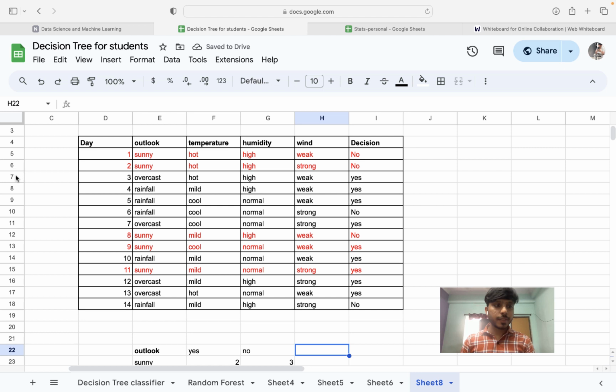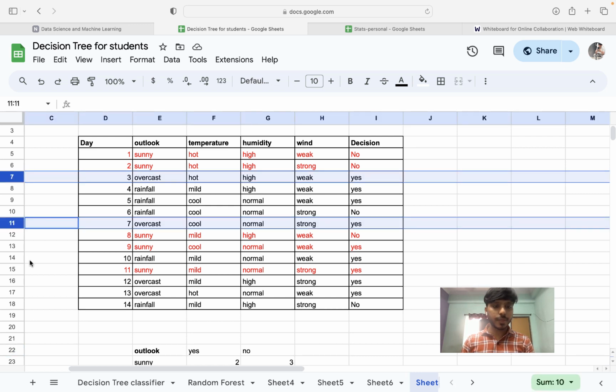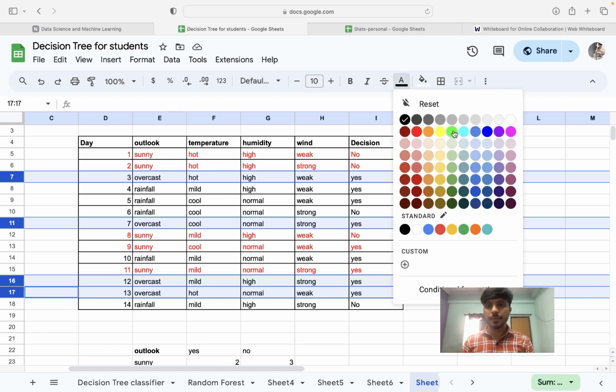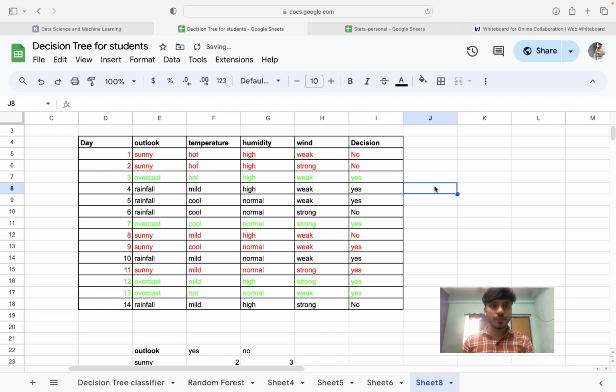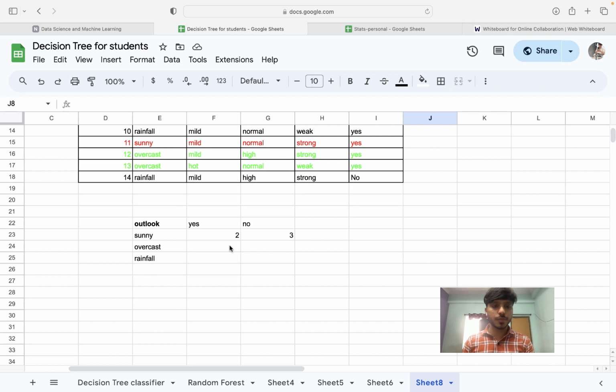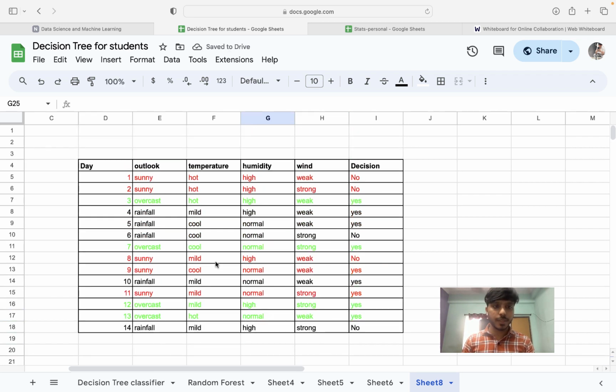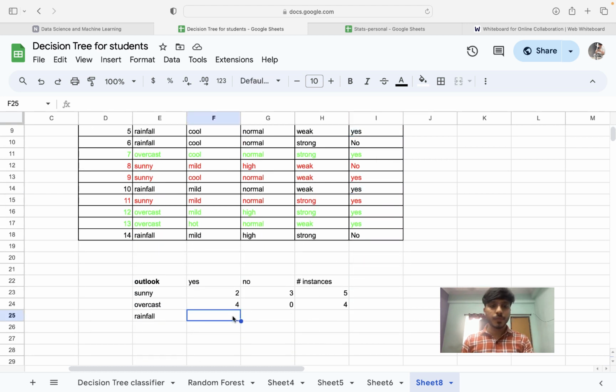Then I'm going to calculate the overcast values: overcast, overcast, overcast, and overcast. Let me color them with green. I have all yes, 4 yes with 0 no's, so I'm going to write 4 yes and 0 no. I will add the total number of instances also here: 2 plus 3 is 5 and 4 plus 0 is 4. And for rainfall, let us calculate how many yes and how many no's we have: 3 yes and 2 no's, and the total is 5.